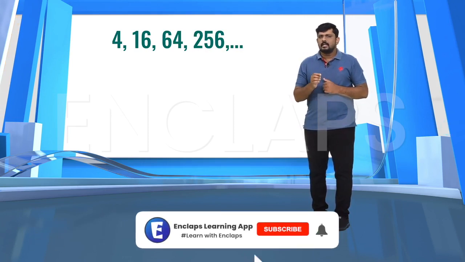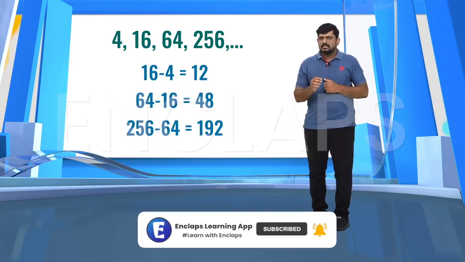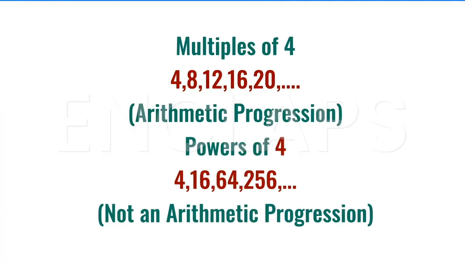Is there any common difference here? No, right? The difference between the adjacent numbers is not a constant value. So the given series is not an arithmetic progression. So the multiples of 4 is an arithmetic progression, but the powers of 4 is not an arithmetic progression.